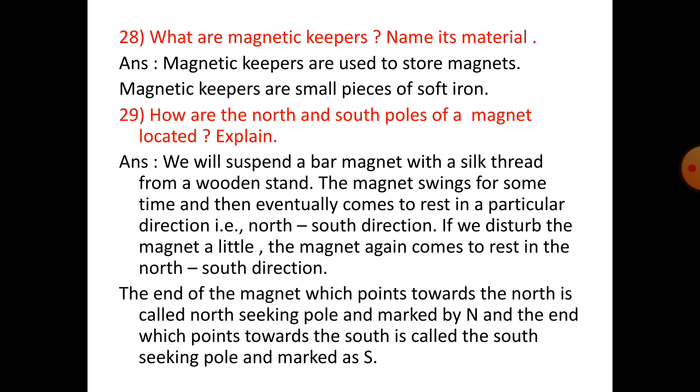It is the north-south direction. If we disturb the magnet a little, the magnet again comes to rest in the north-south direction. The end of the magnet which points towards the north is called the north-seeking pole and marked by capital N, and the end which points towards the south is called the south-seeking pole and marked as S.